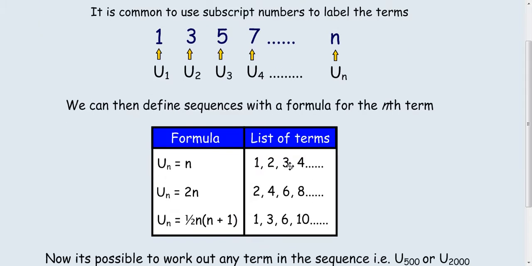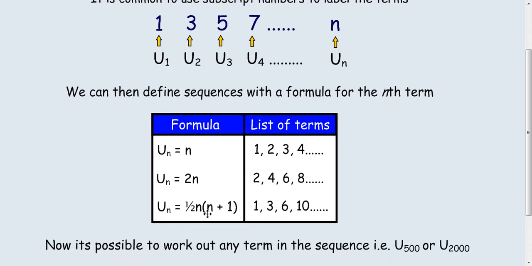We can define these sequences with a formula. So the first one is 1 here, the second one is 2, and so on. And the formulas get more complicated as the sequences do. The main idea of a formula is to work out any term in the sequence using that formula.